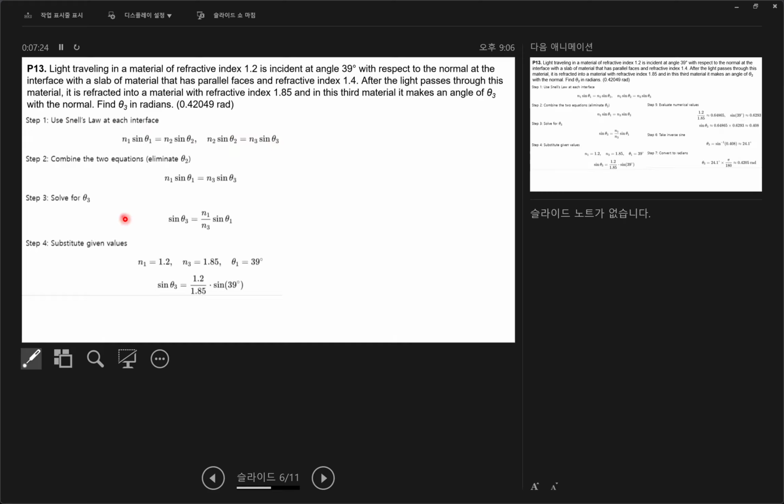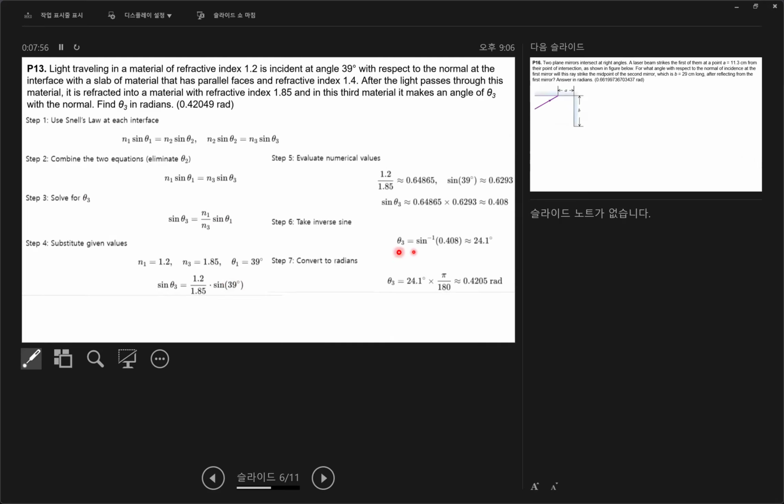Okay, so we have two Snell's laws for two interfaces. And then we want to find n2 sine theta 2, so this part and this part should be equal. So n1 sine theta 1 is n3 sine theta 3. Surprisingly simple. And then theta 3 is given by this one. And then we get this relationship to find theta 3.